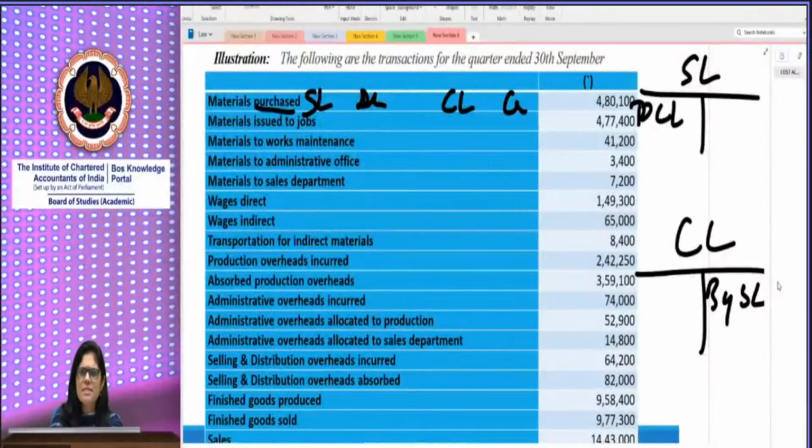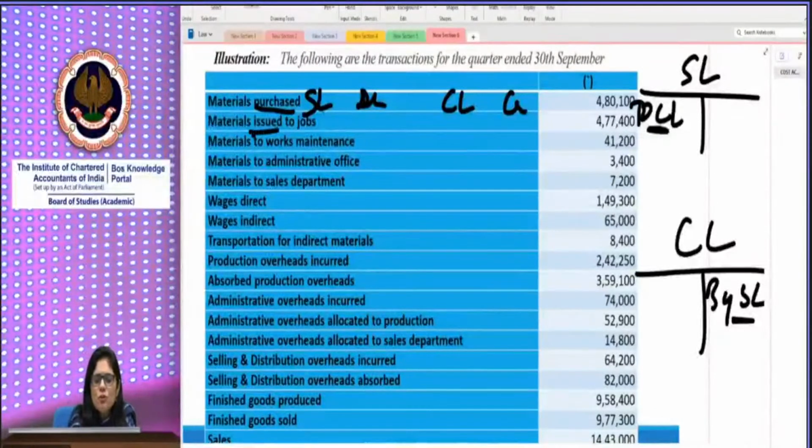Do it side by side. Let us do simultaneously. So material purchase, SL account will be debited and CL account will be credited. So to CL and by SL. This is the way you do the posting. So I hope you have understood. Very good, I'm glad you have now understood. Great. So let us move to the second entry.